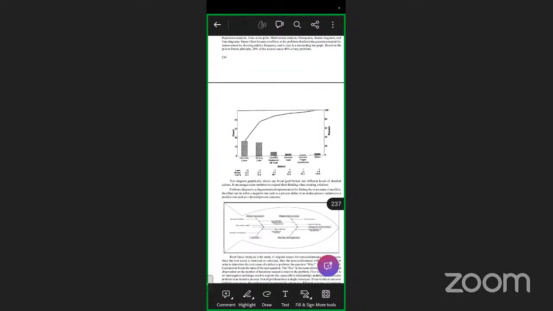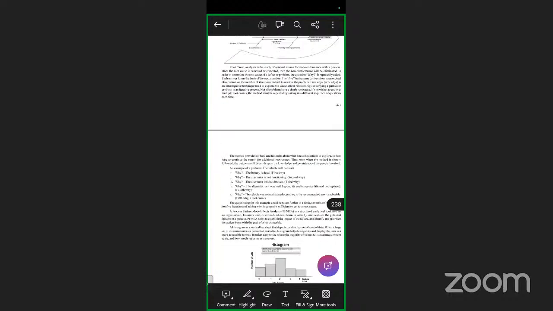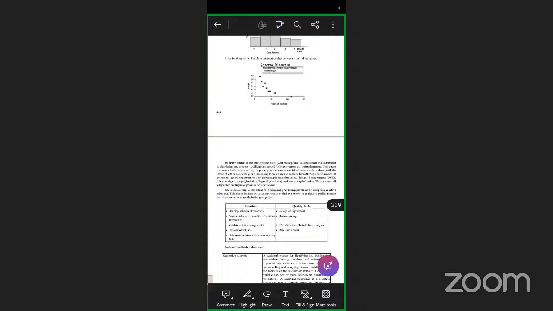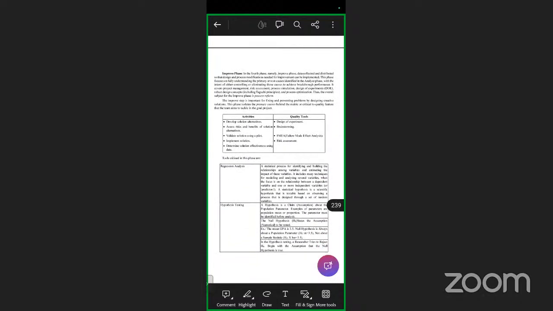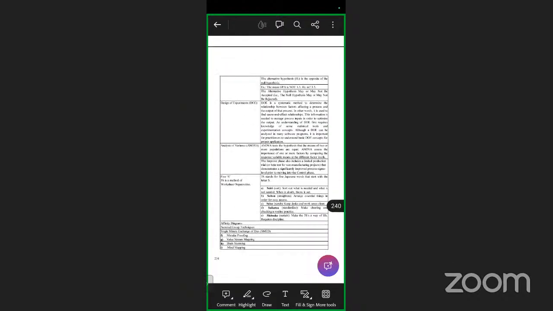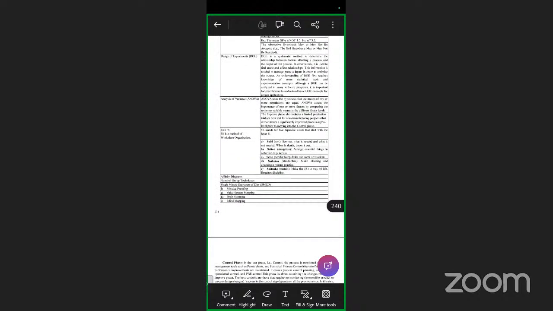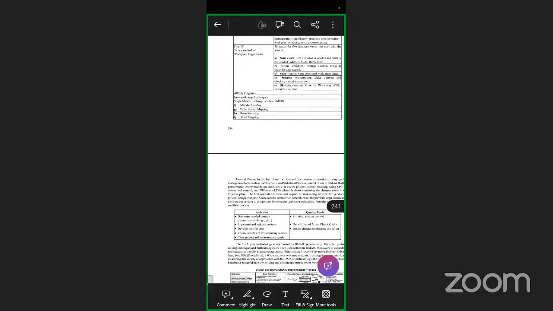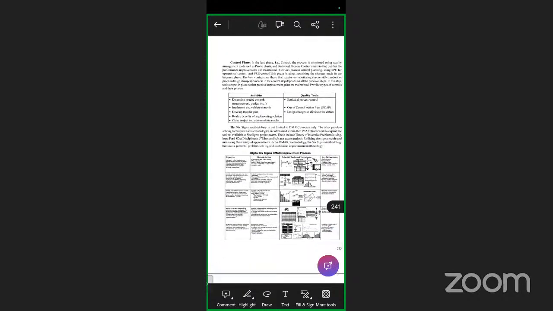So this is a tree diagram and fishbone diagram. Already we discussed histogram. Already we have seen scatter plot. Next is the improvement phase; in that improvement phase also they are going to use regression and hypothesis test. So each and everything you can go through it. 5S also we discussed, and control phase also we discussed.